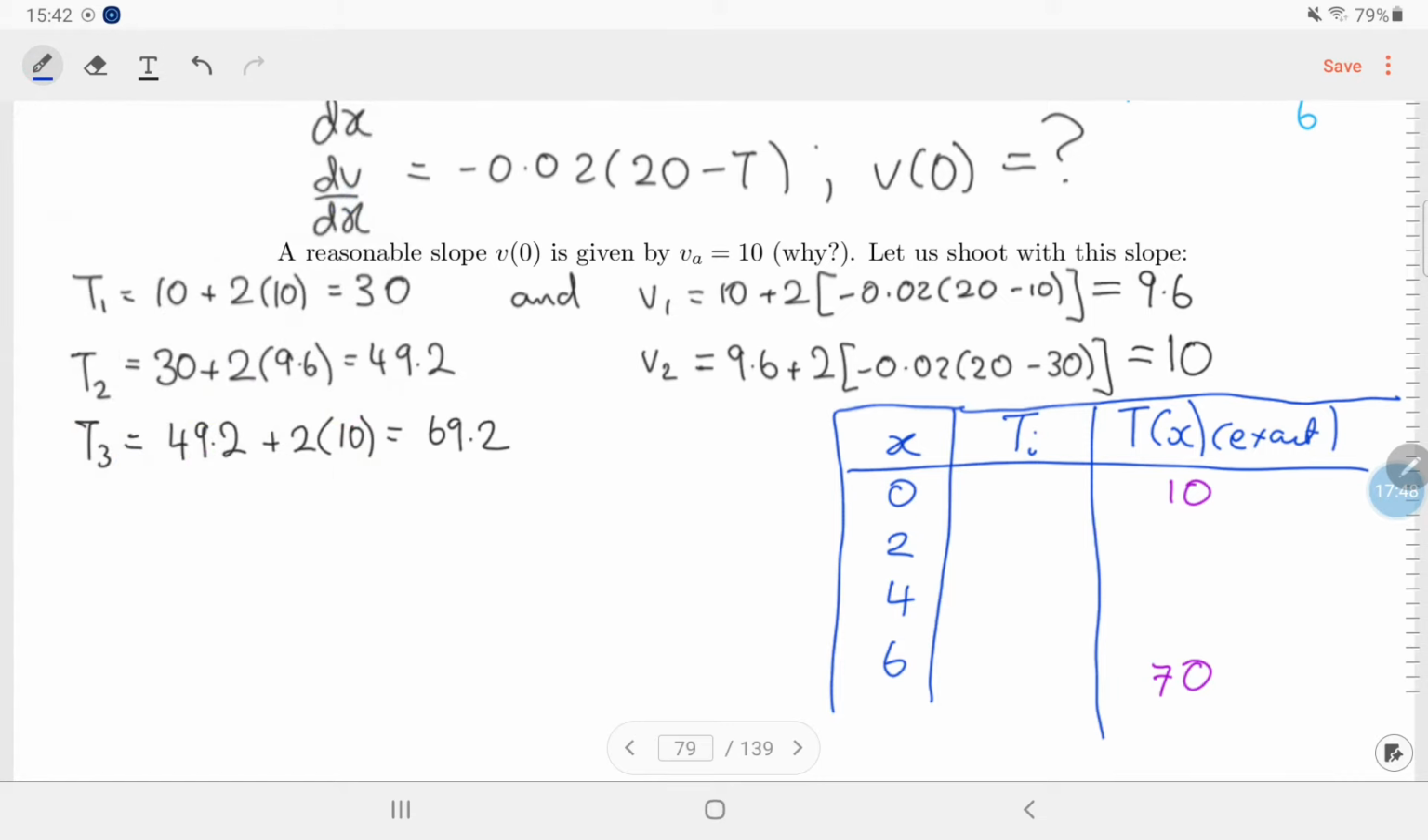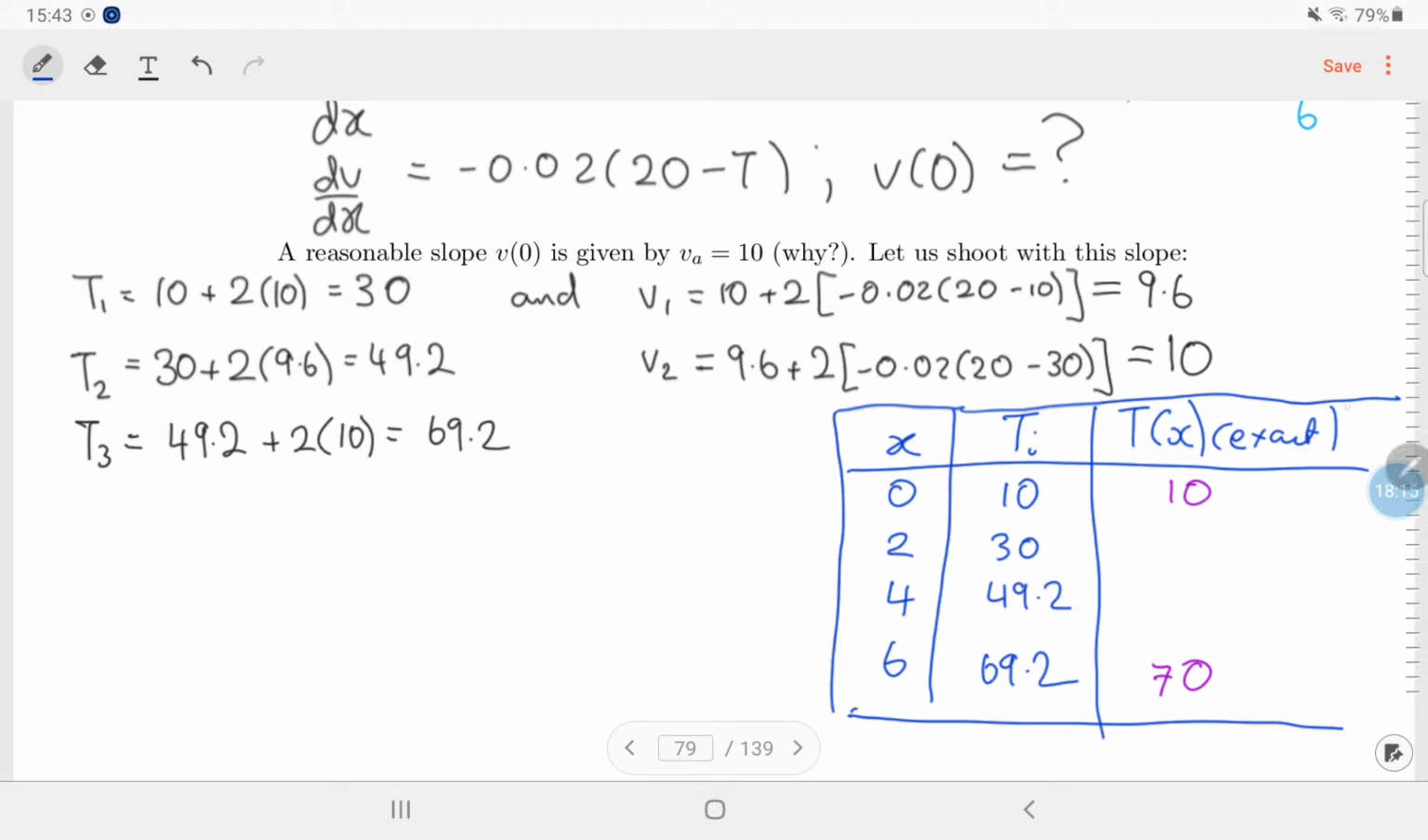Now look what we have. That's 10. Our T1 is 30. Then we're looking at 49.2, and then we're looking at 69.2. We're actually not that far away. It's an undershot. Now you could try something like, oh, I'll just try 11, and then I'll try 10.5 or whatever. You could keep going like that. And that's probably how Goldseek would think about this.